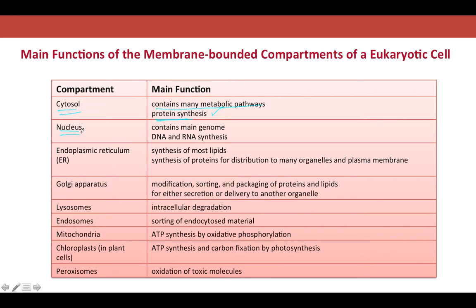Nucleus is the main center of the cell. It controls all the activities of the cell. It is the control center that we have. It contains the main genome, and it synthesizes the RNA and DNA. RNA is ribonucleic acid, whereas DNA is deoxyribonucleic acid. So it synthesizes that, and it also transmits the hereditary characters from parents to the offspring.